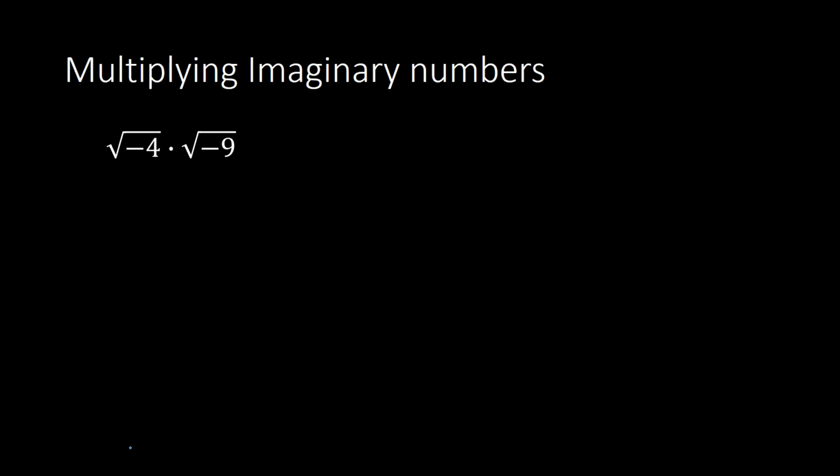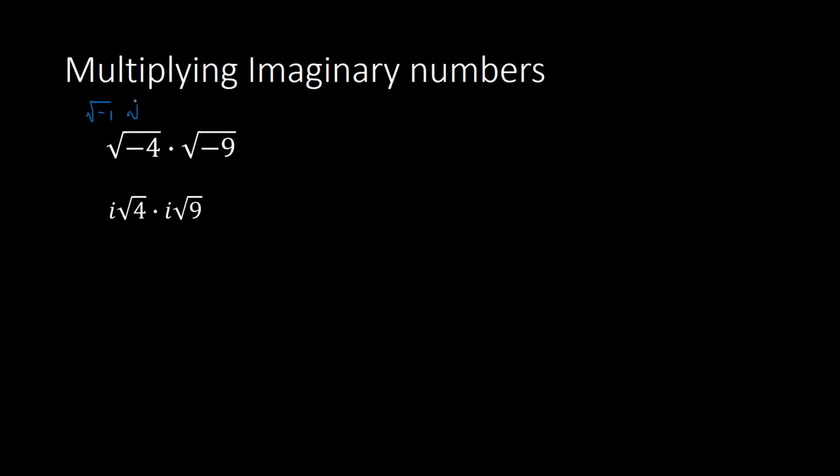So like we just did, we're going to pull out the letter i out of the square root of -4 and the square root of -9. So what I can do is I can think of this as i times square root of 4 times i times square root of 9. If you can't do that in your head, you could break it down.